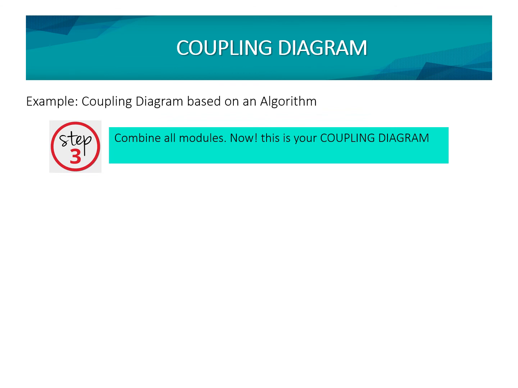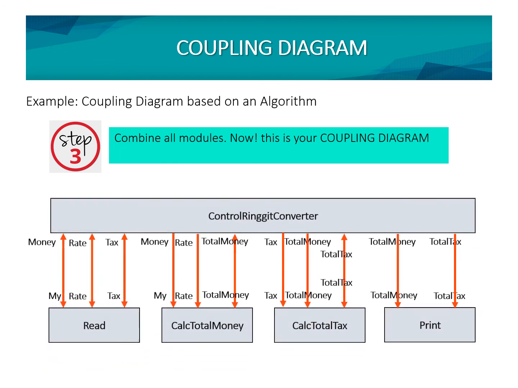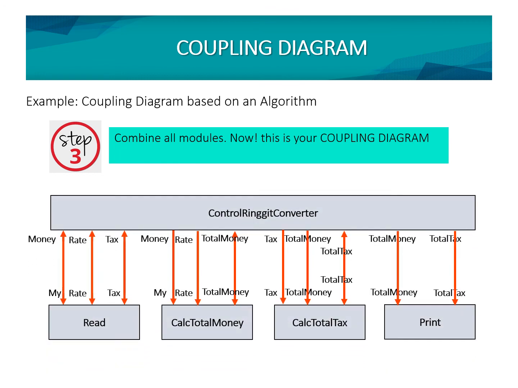Previously we looked at the interactivity between two modules. So how can we combine all modules and have the interactivity between the main module and also the sub modules? We have one main module called control ringgit converter and the other sub modules that are read, calculate total money, calculate total tax, and print. The interactivity of the coupling diagram is presented in this one diagram.